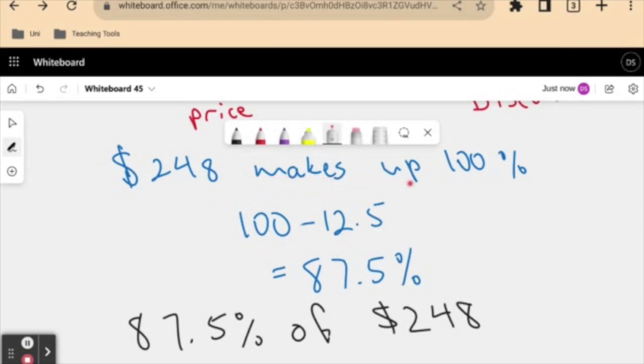Now, that is discounts in a nutshell, and we will look at profit and loss in the next video.